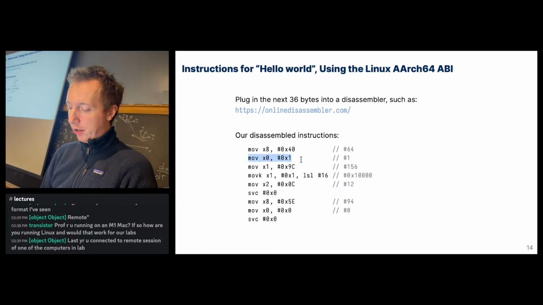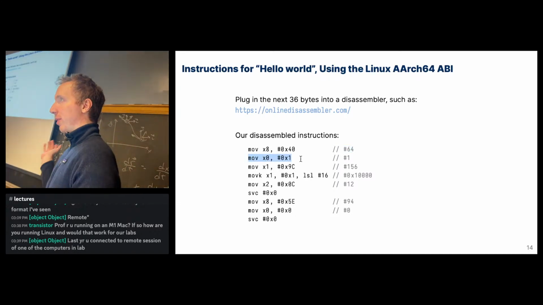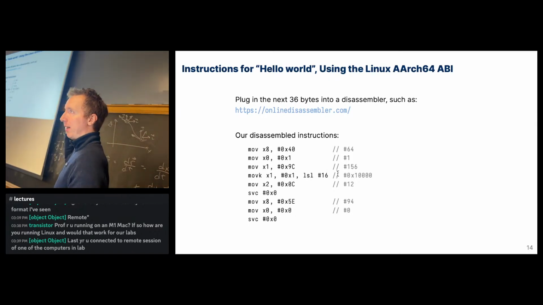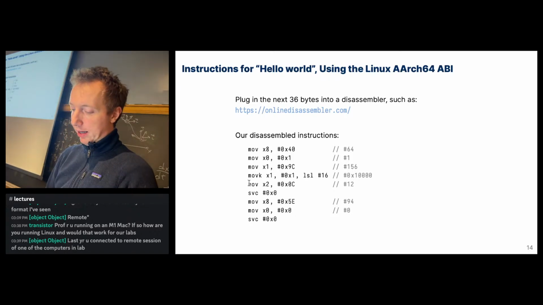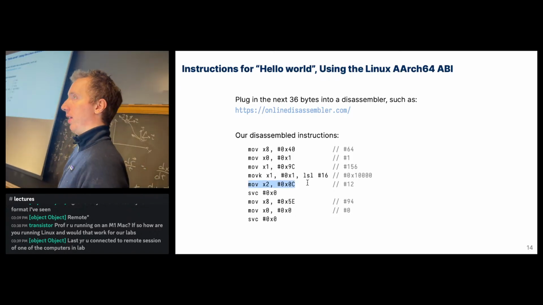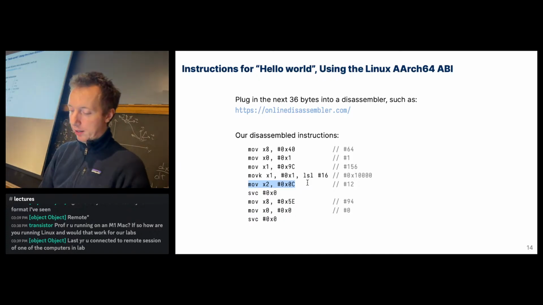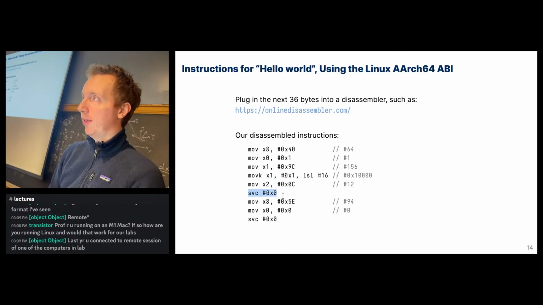So the first argument would be 1, so I want to write to file descriptor 1. And then the second argument, on ARM I have to do it in 2 steps, but it basically makes the address point to the string. And then I say that the count in the third register is equal to 12. That's how many bytes there are. And then this would actually do the system call.